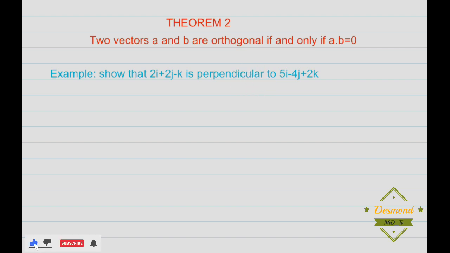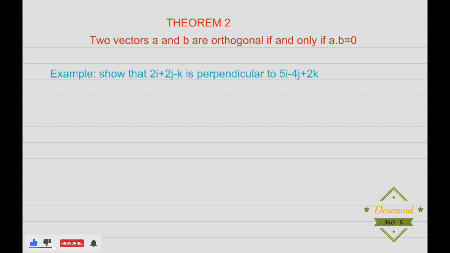Example: show that 2i plus 2j minus k is perpendicular to 5i minus 4j plus 2k. So how do we do it? With this question, you just remember this theorem. Two vectors A and B are orthogonal if and only if A dot B is equal to 0. So we just have to do the dot product and see if we get 0. If we get 0, then it is perpendicular.